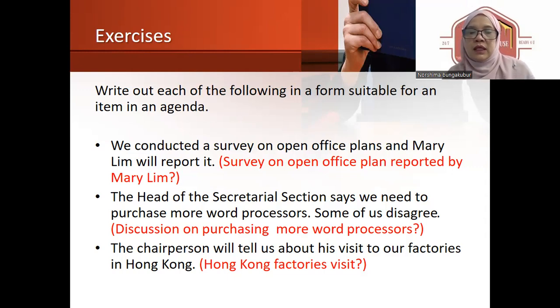Okay. The second example, the head of the secretarial section says we need to purchase more word processors. That's a complete sentence. Some of us disagree. So somebody says that we need to purchase something, and there are some people who disagree. So we need to discuss. So, discussion on purchasing more word processors. Okay, that can be an item in the agenda.